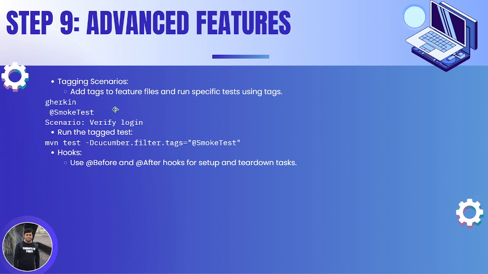So you can group those test cases based on this tag. You can see the code and the command also: run the tagged test, cucumber.filter.tags equal to @smoketest. So whatever test case has the tag name smoke test will run automatically.